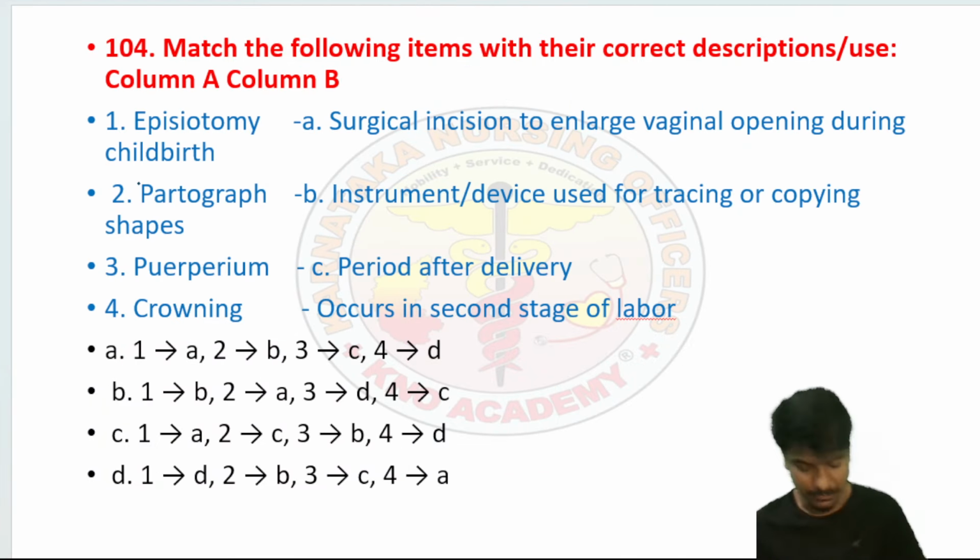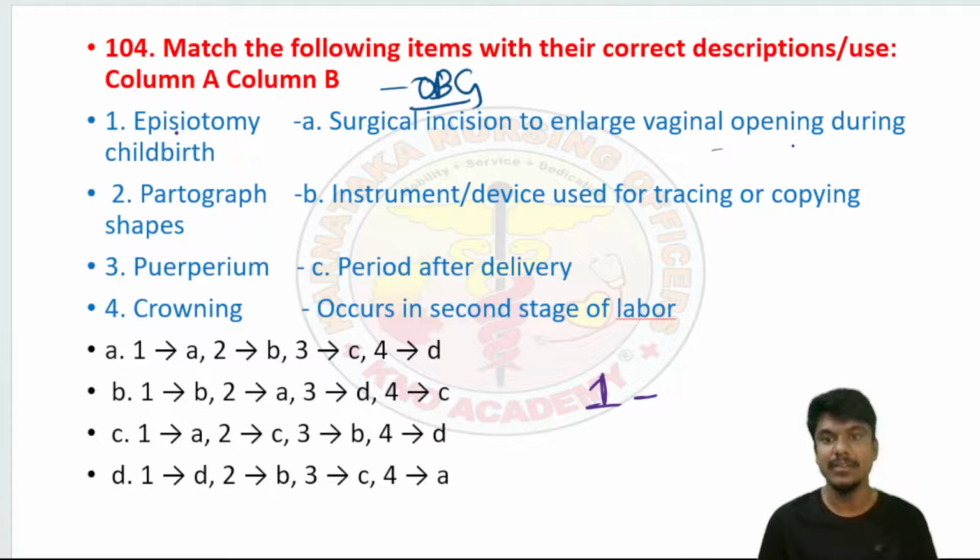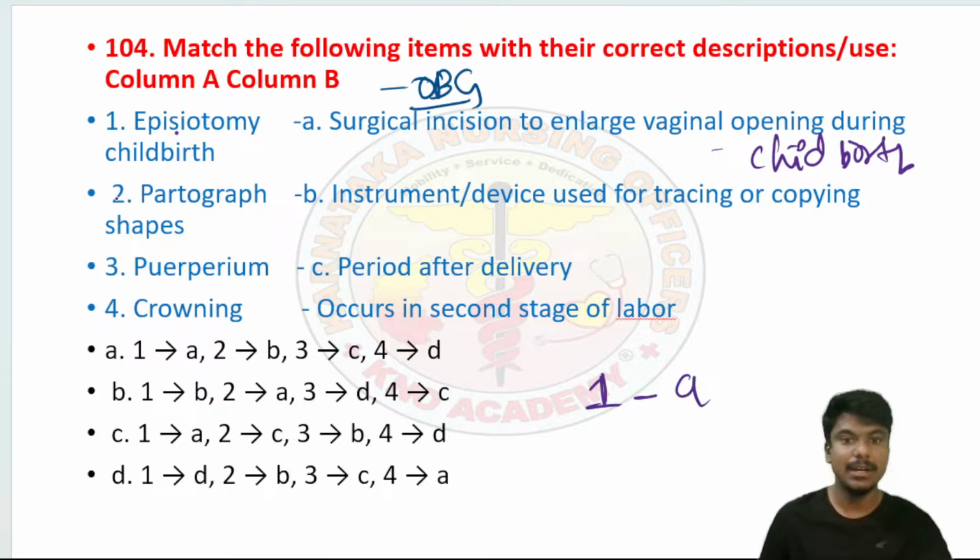Next one is also a match the following, but this one is from OBG. Here we have column A with the condition and column B, and we have to match the following. First, episiotomy is a surgical incision to enlarge the vaginal opening during childbirth. So episiotomy's definition is right, 1A. And partograph: an instrument or device used for tracing and copying.